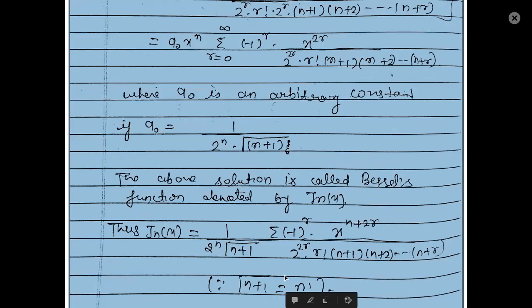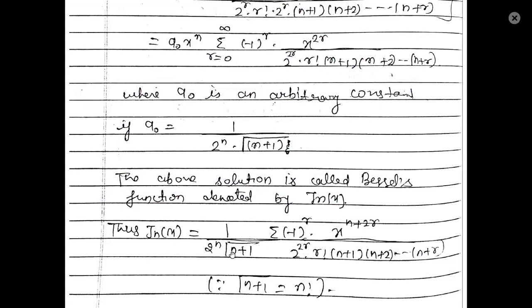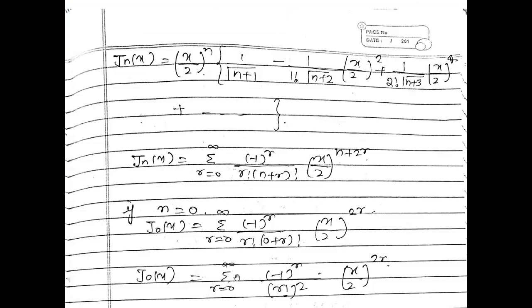Thus J_n(x) is equal to 1 upon 2 to the power n gamma n plus 1, summation (minus 1) to the power r x to the power n plus 2r upon 2 to the power 2r r factorial (n plus 1)(n plus 2) and so on up to (n plus r). And we know that gamma n plus 1 is equal to n factorial. Now J_n(x) is equal to (x by 2) to the power n times 1 upon gamma n plus 1.